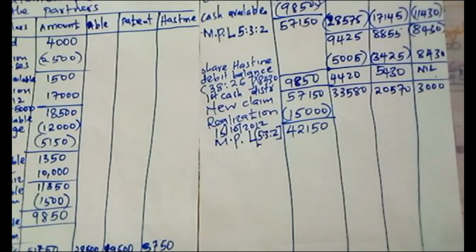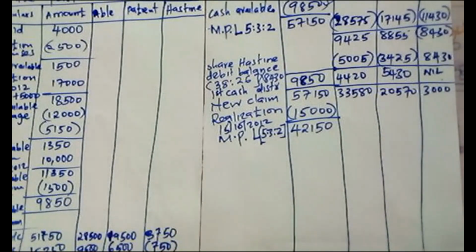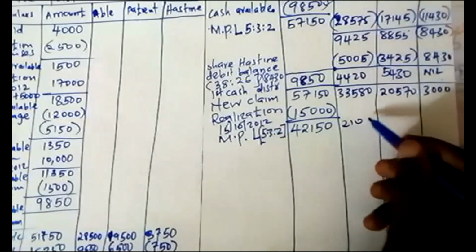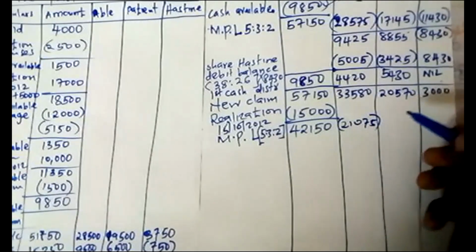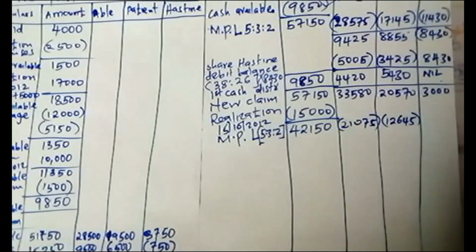So you just do a bit faster. 21,075. Then the next one, I think it's 12,645. And the last one, 8,430.